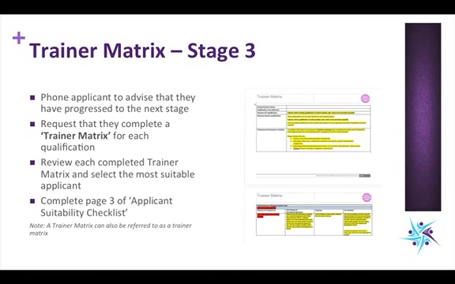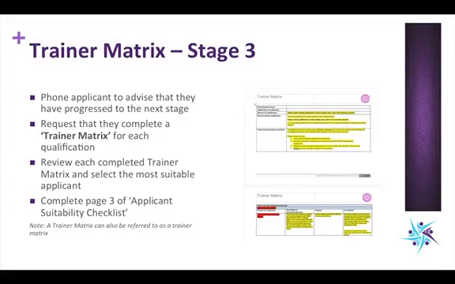Stage 3 is a trainer matrix. Now this is another document that we provide you. We recommend that you phone the applicant and say that they've progressed to the next stage, and you email them the trainer matrix document and get them to complete it. Now you can either do this before they come to the interview, or you can do it following the interview. This is up to you. But the best time to get them to fill in this document is before you've given them the job. So that way you've already got a trainer's matrix and it's already ready to go.